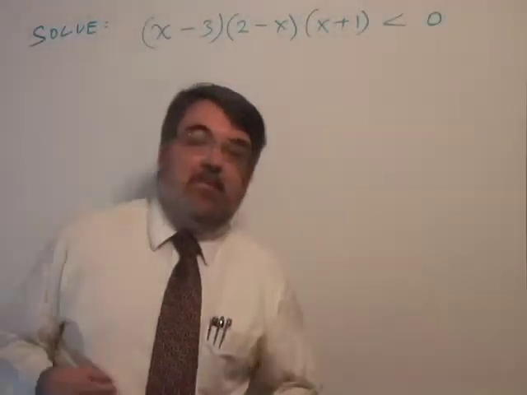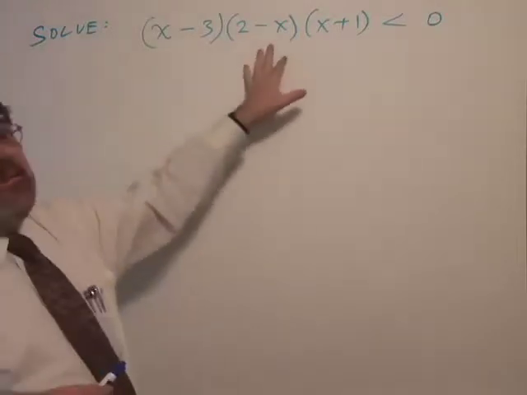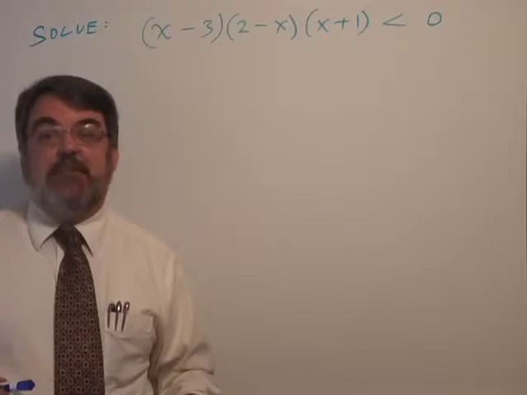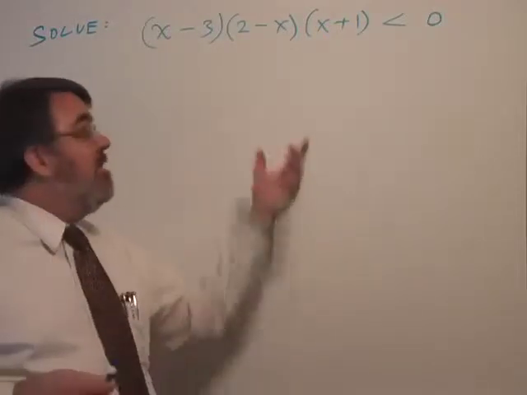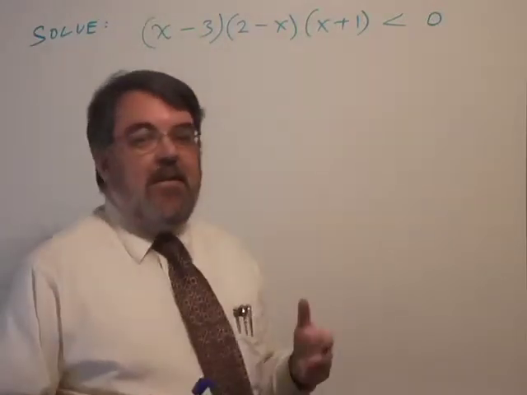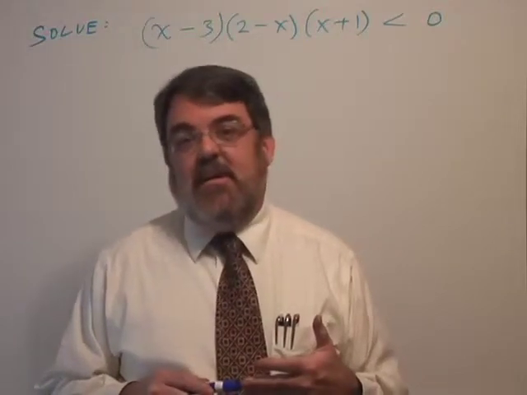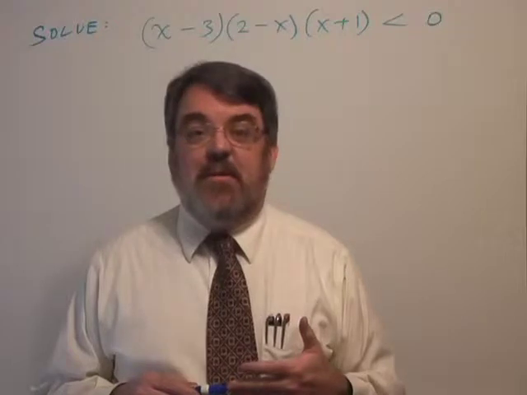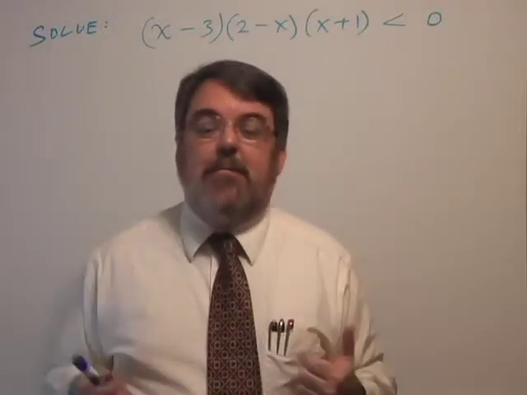Here's the problem. Solve (x − 3)(2 − x)(x + 1) < 0. It's an inequality with a polynomial function. The way I'm going to show you this builds on what you just learned about the graphs of these polynomial functions, because if you can sketch this, then you can simply read off the answer to this problem.